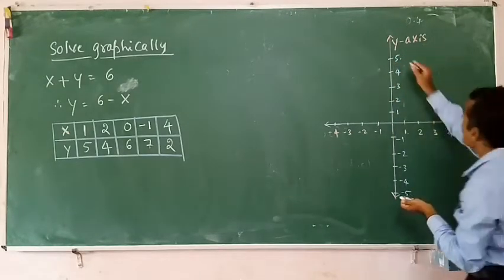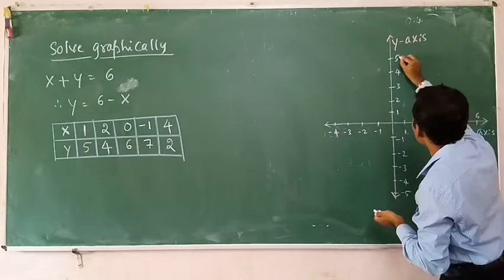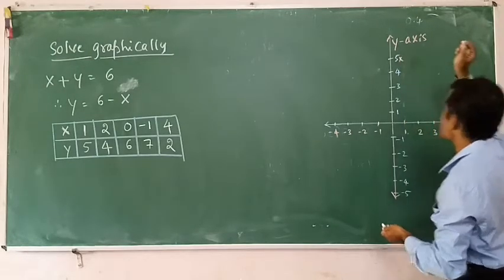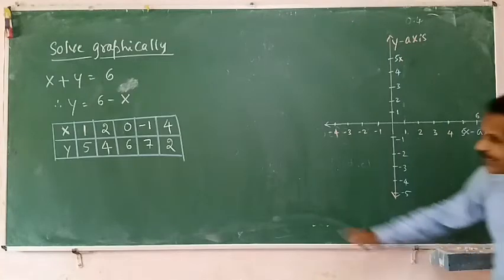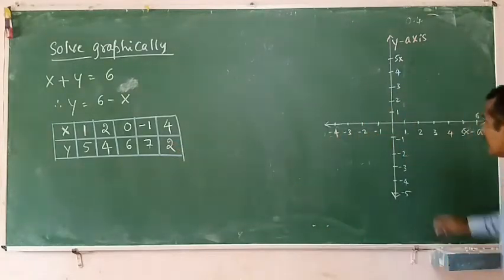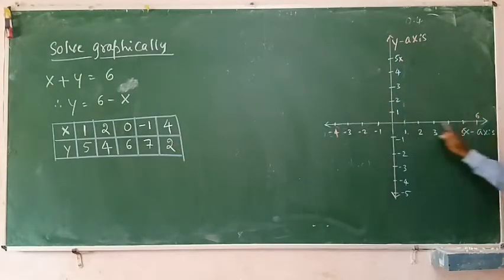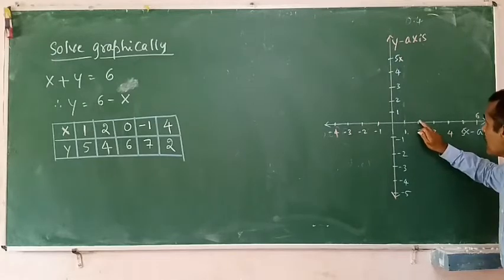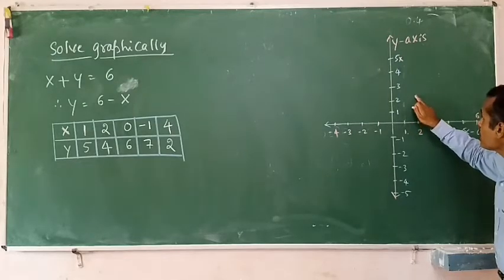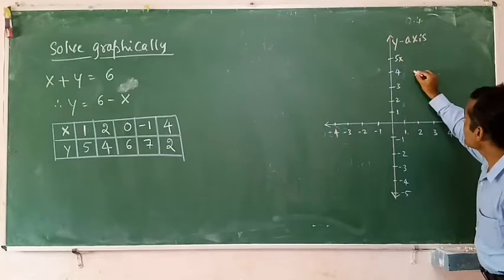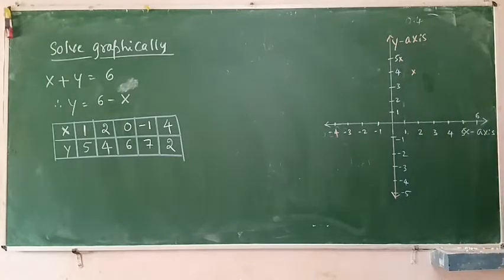Somewhere you got this point 1 and 5. This is the first point, 1 and 5. Second, 2 and 4. X-axis 2 is here. Okay. And y-axis 4. Go up, go up, go up. Somewhere here. This is x equal to 2 and y equal to 4.